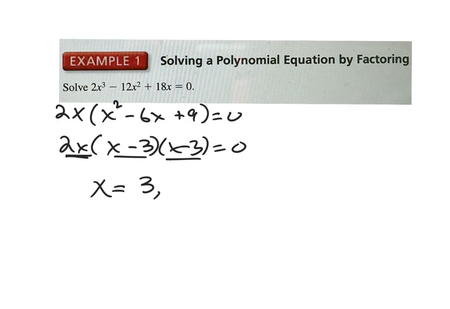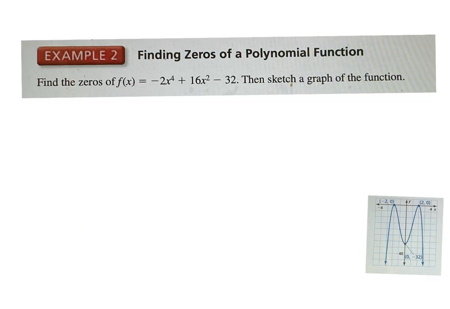Now, this is the weird one right there. That says 2x, or 2 times x. So 2 times what is 0? 0 is. Anytime you have an x just sitting outside like that, one of your solutions is going to be 0 every time.